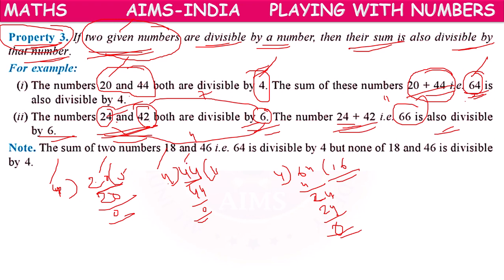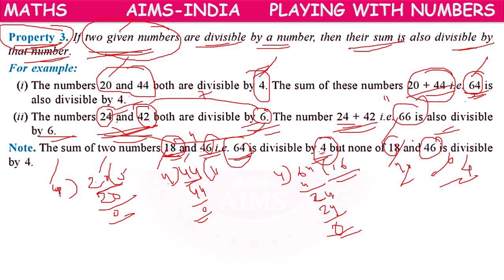Okay, next. 18 and 46. What is the sum of 18 and 46? 64 is divisible by 4. But 18 is not divisible by 4. It's not. 46 is not divisible by 4.